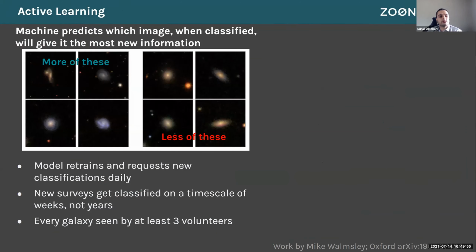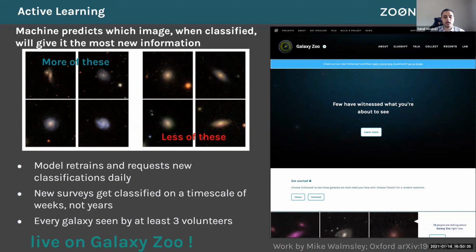Another method that we use is active learning. What if the model already knows what a lion is, but it wants to see the lion from a different perspective? By showing images of the lion in a different perspective to the machine, you can actually get more accuracy. By filtering out the images on the right and only giving the volunteers the images on the left, we increase the accuracy and we decrease the amount of data necessary for the model. And this is actually live on Galaxy Zoo at the moment.